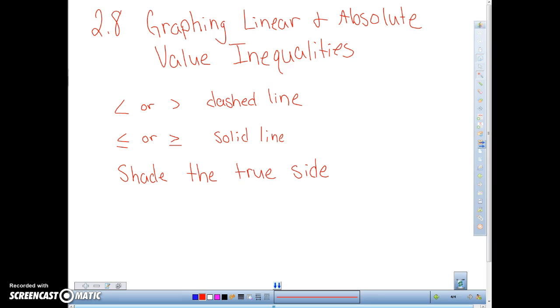Remember that a less than or greater than sign is a dashed line, a less than or equal to or greater than or equal to is a solid line, and that you always shade the true side. So our first problem that we're going to graph is 3x plus 1/2 y is less than 2.